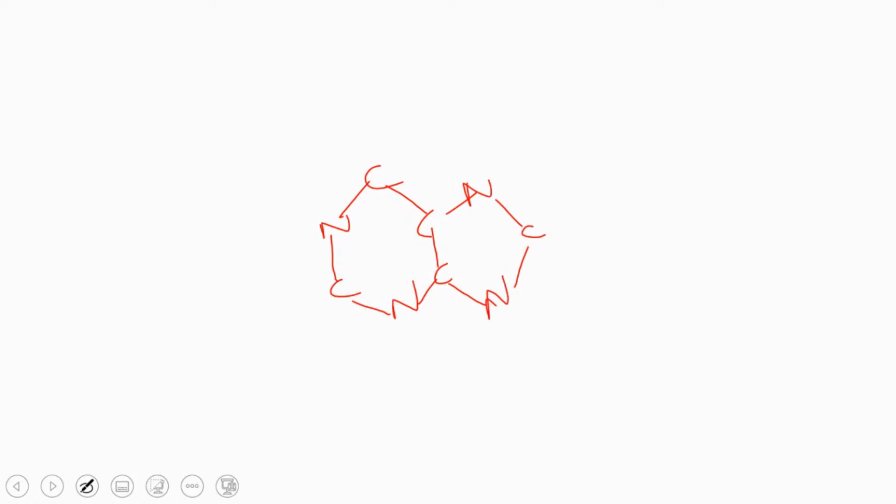Now for purines, you start the numbering from the side nitrogen. Then you come to the nearest nitrogen. So the nearest nitrogen is which one? This one. So the next one will be 2. So you come this side. Then 3, then 4, then 5, then 6. Then you go to the next one: 7, 8, 9. And this 9 is connected with the sugar.